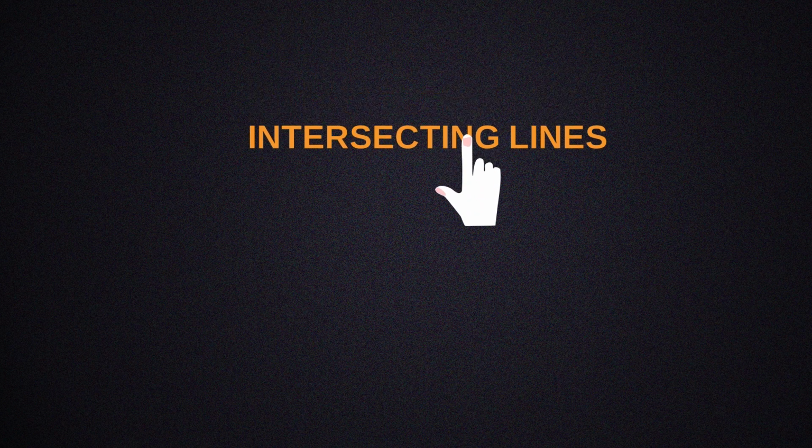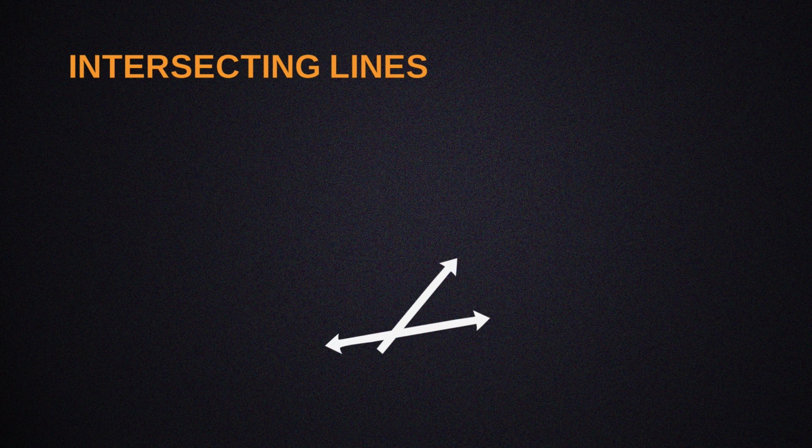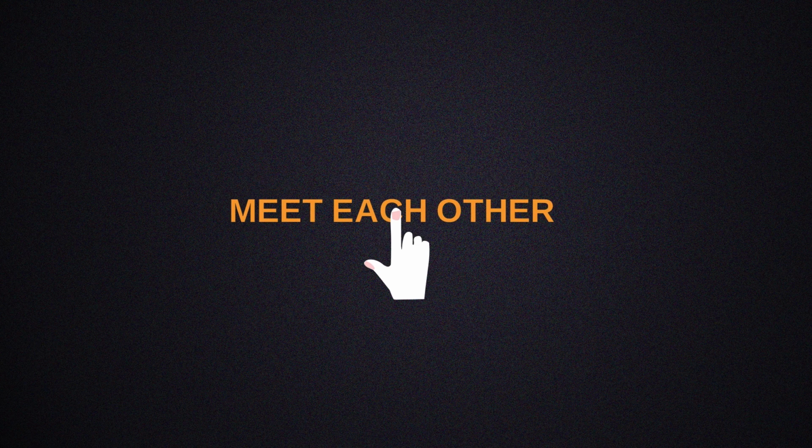And finally, let's explore intersecting lines. Intersecting lines are lines that are neither parallel nor perpendicular. This means that intersecting lines will meet each other.